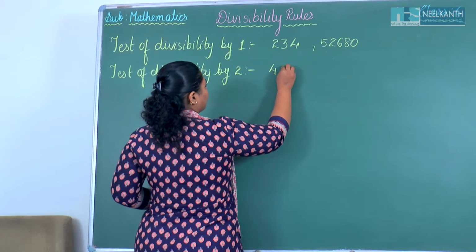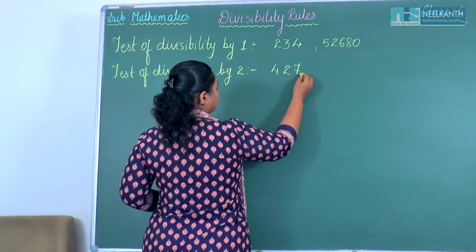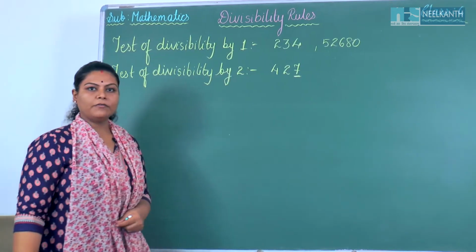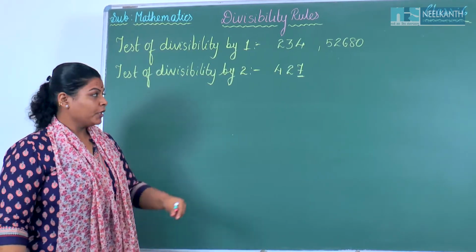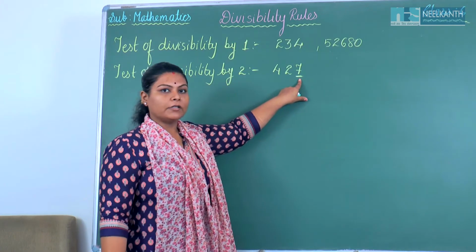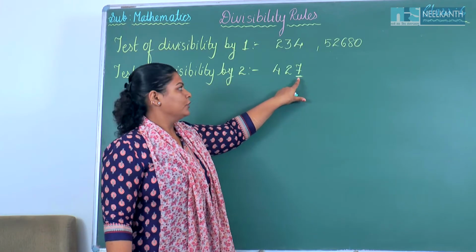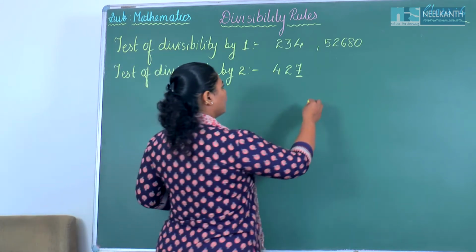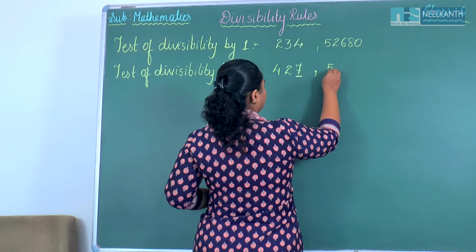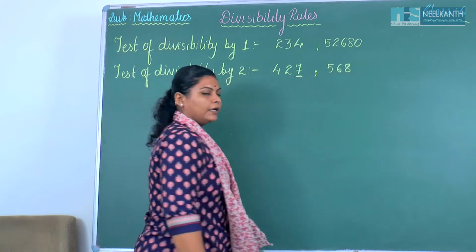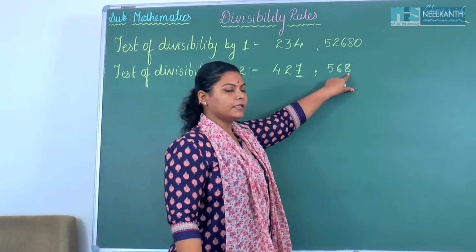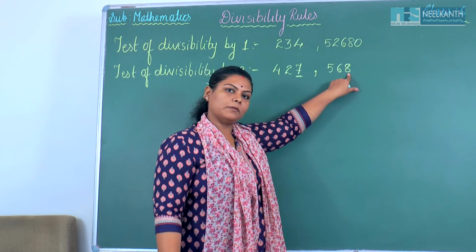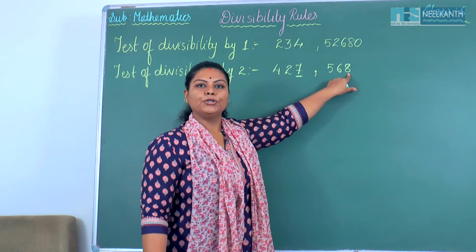Suppose 427. We have to check the number which is at ones place. So we can see here it is 7. It is an odd number. So this number cannot be divisible by 2. Let's take one more example. 568. Now we can see here 8 is an even number. So this number can be divisible by 2.